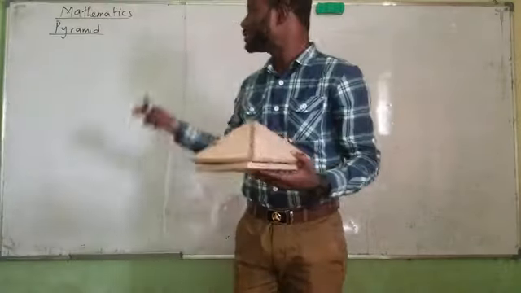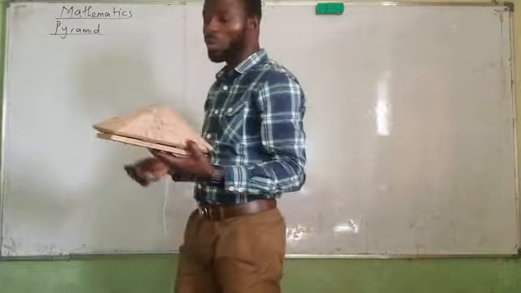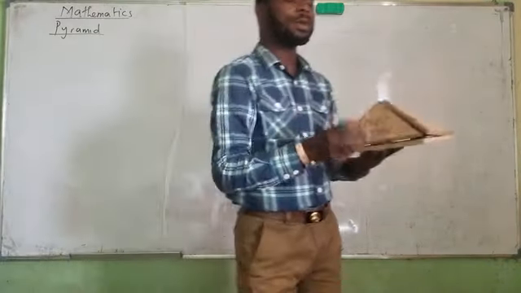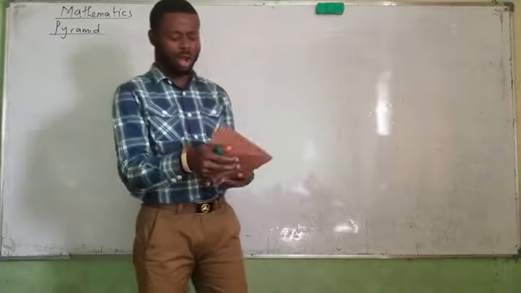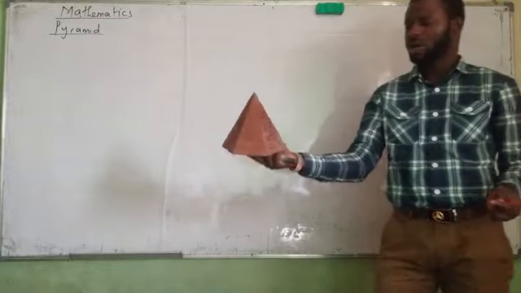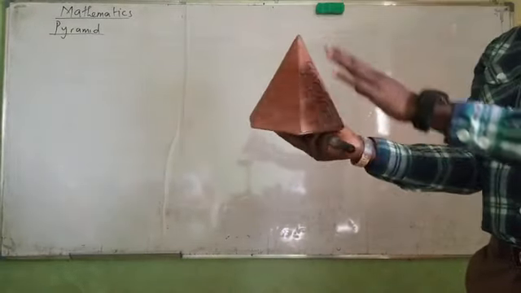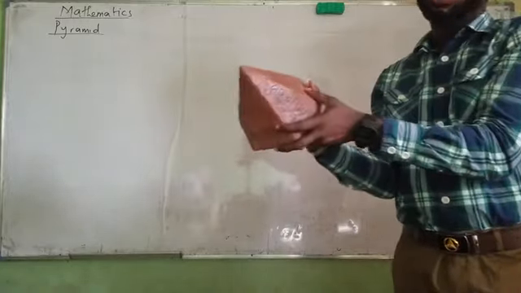Number one, it must have a vertex. It means it must have a joint vertex. This is a joint vertex. Don't forget that we're talking about polygons. This is a very nice example of a polygon-based pyramid. Can you see it has only one vertex, and the faces are triangular faces? Can you see? Triangular faces.